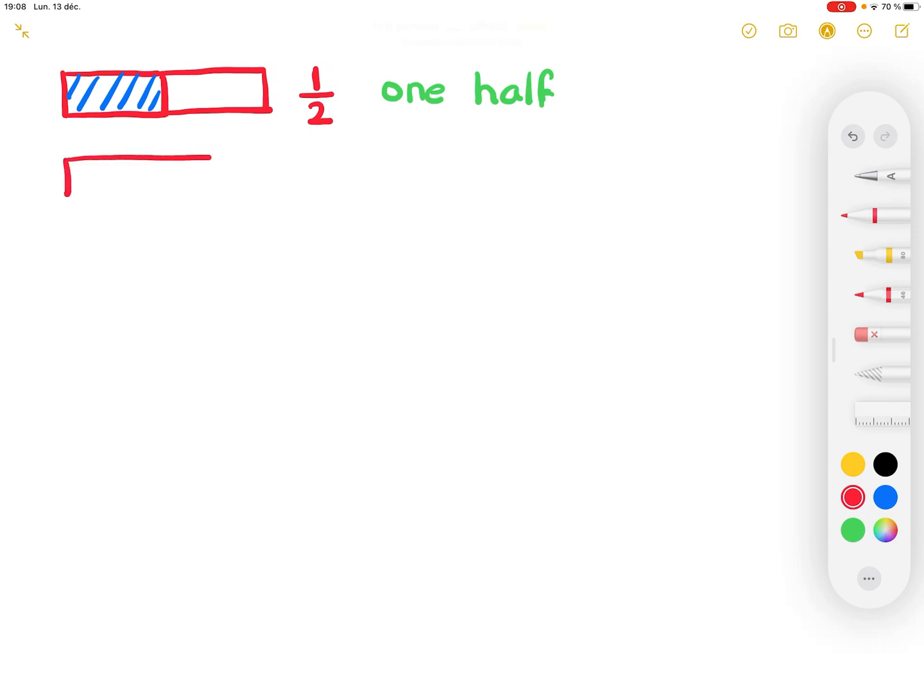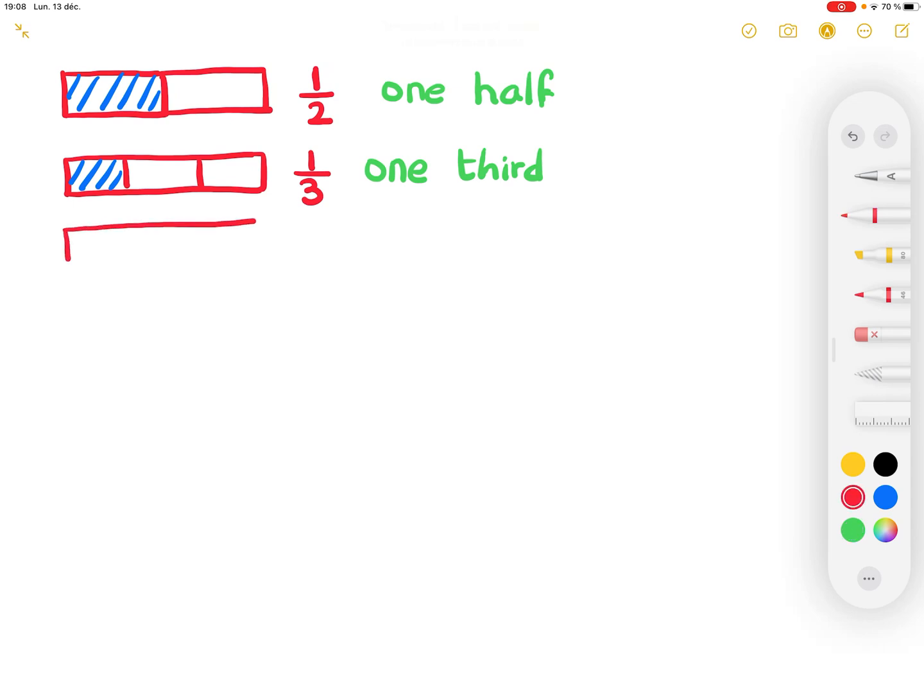I take the same rectangle. I divide it into three parts. I shade one part. So I have one part over three. This is called 1/3.